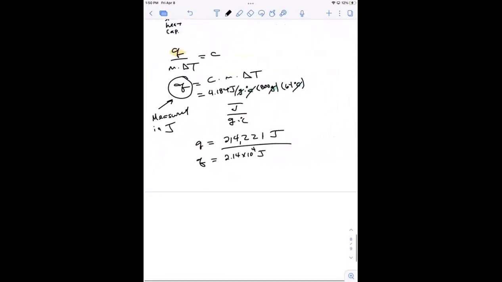All right. So that's how much energy it takes to heat up 800 grams of water from 21 degrees to 85 degrees Celsius. It takes 2.14 times 10 to the 4th. That's a lot of energy. 10 to the 4th joules, or 21 kilojoules.